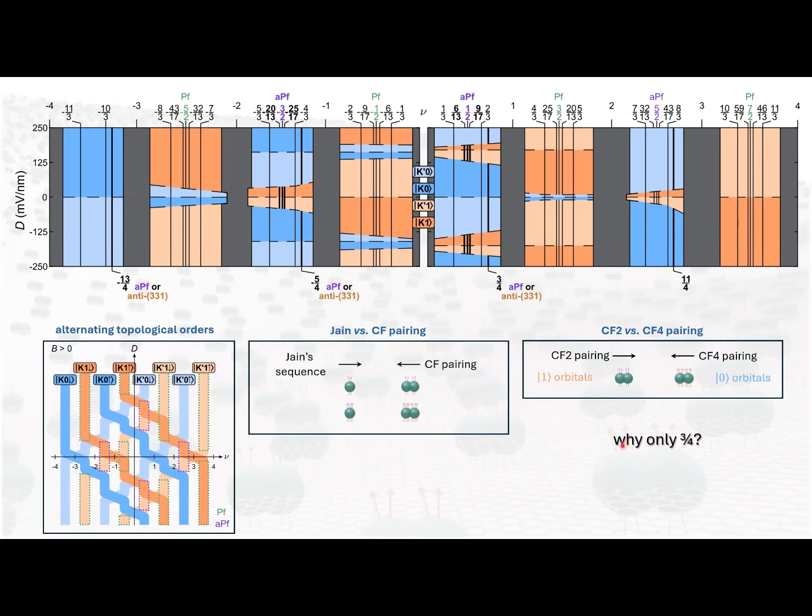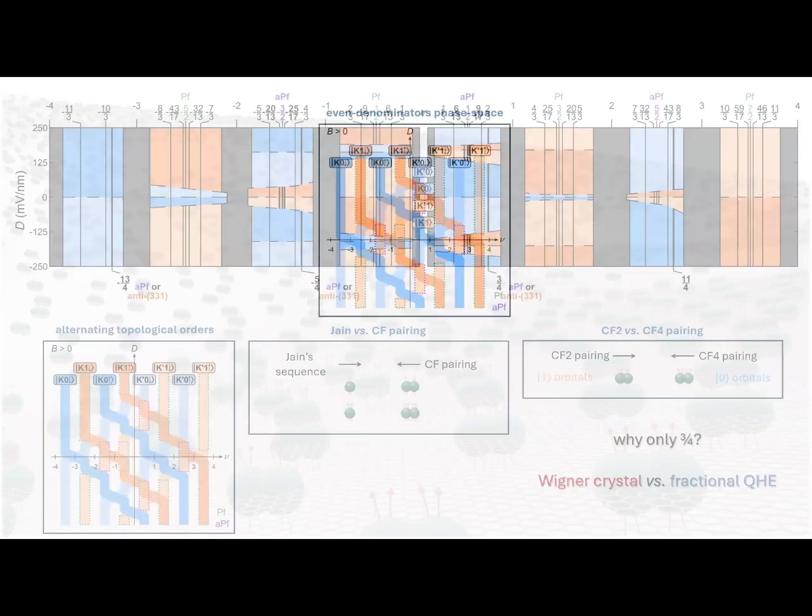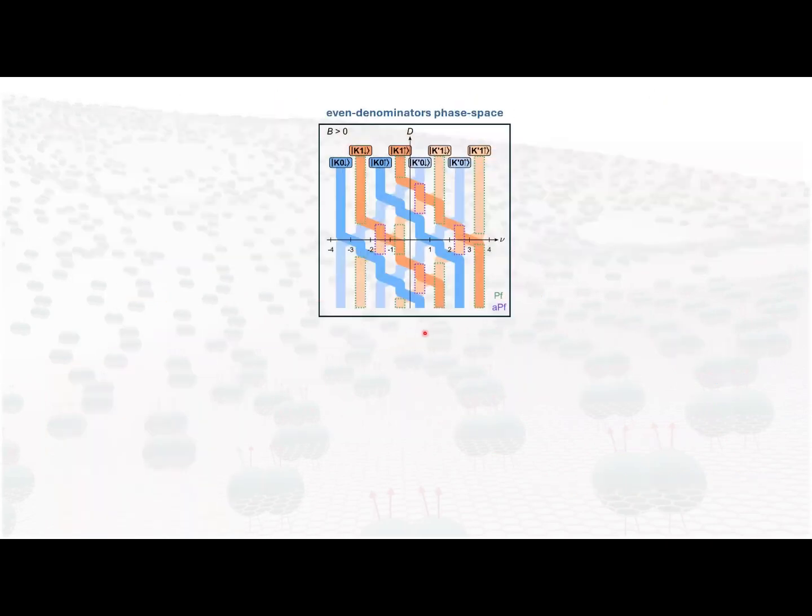One thing I'll just say, and I'm not going to talk about it: why do we see only 3/4 and not 1/4? That's related to some follow-up work that we're doing now on Wigner crystal versus fractional quantum Hall effect, which is some other direction that we are working on. So now that we have this phase space, I'm going to change gears to the second part of the talk.